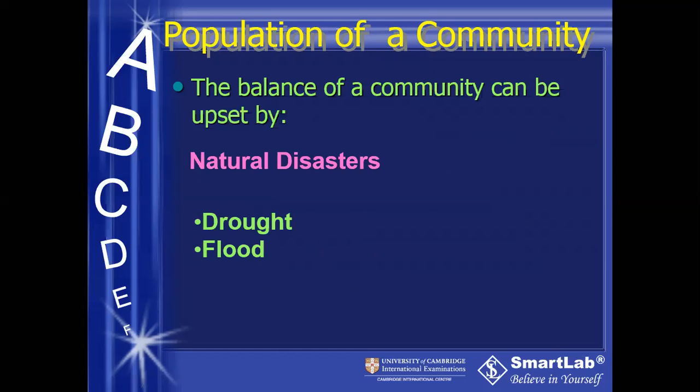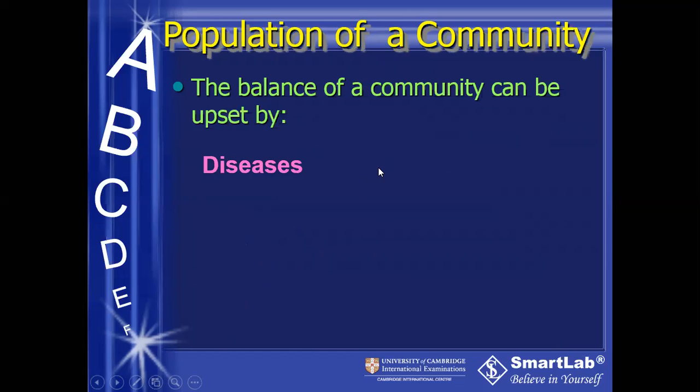It can also be caused by natural disasters like drought and flood. Forest fire is also one of them. Then the last one is that the balance of community can be upset by disease. Virus and bacteria are one of the main reasons that can actually wipe out a certain population of organisms if they are not being controlled.